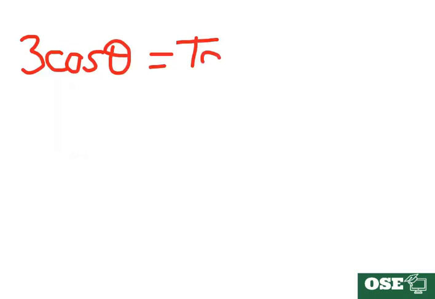3 cos theta is equal to tan theta in this case. Right? Yes. And then how would you move forward? How would you move forward? Tan theta is equal to sine theta over cos theta.